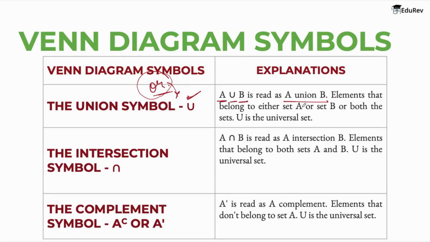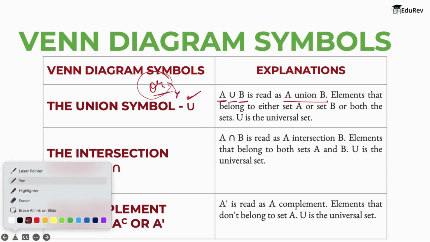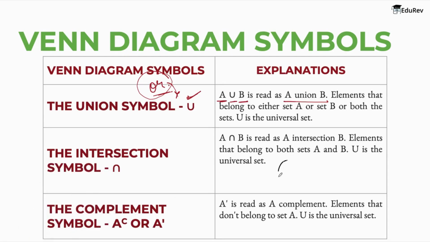Now let me explain the meaning of union with the help of a diagram which I'm going to draw right now. So okay, let's consider that this is your set A and this is your set B.